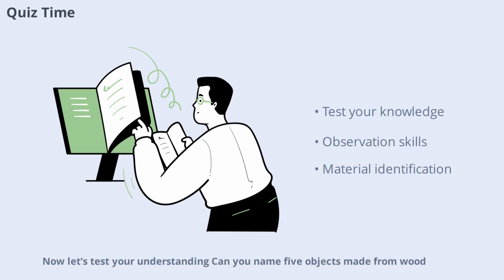Now let's test your understanding. Can you name 5 objects made from wood, or identify which items from a list are shiny? These questions help reinforce what you've learned and encourage you to observe the materials around you more closely.